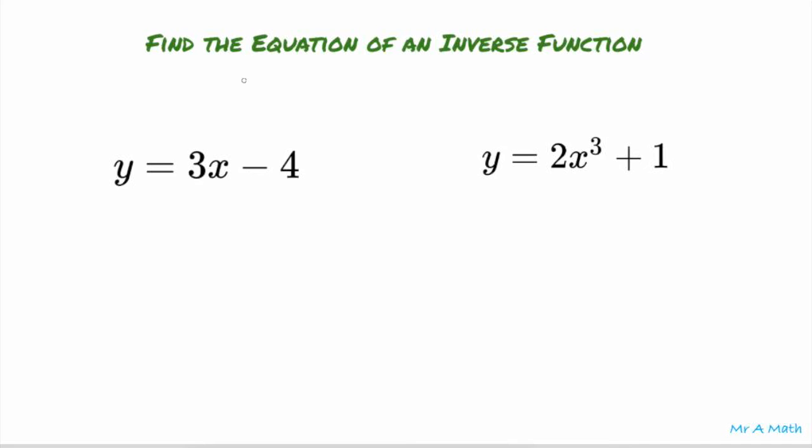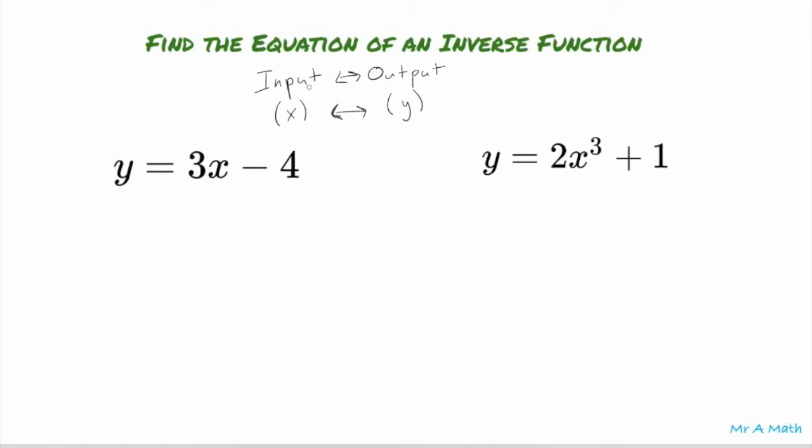Hey guys, so we're going to find the equation of an inverse function. Remember, in previous videos we talked about this idea that when we take an inverse function, we are switching the input with the output. And if we're looking at a graph or an XY chart, typically the input is our X value and our output is our Y value. So we're really going to be doing this same idea in an equation.